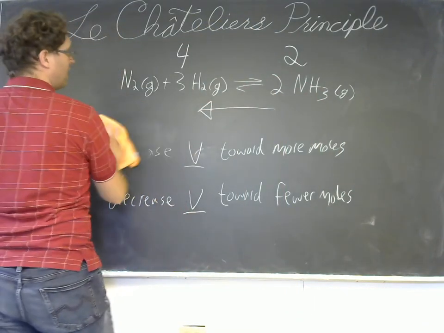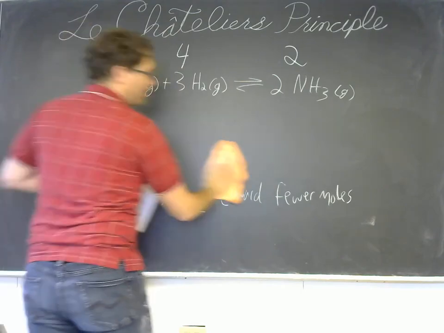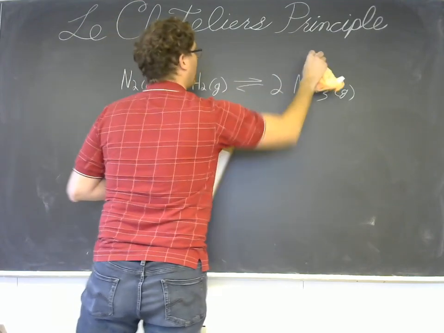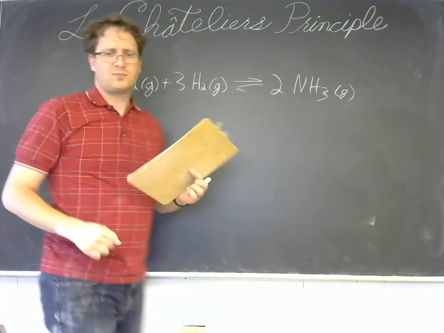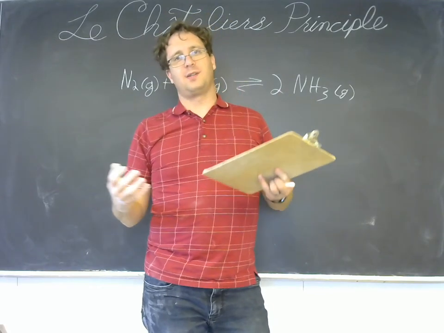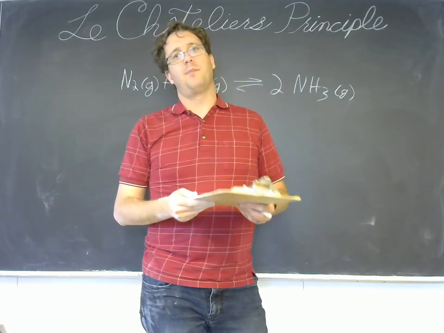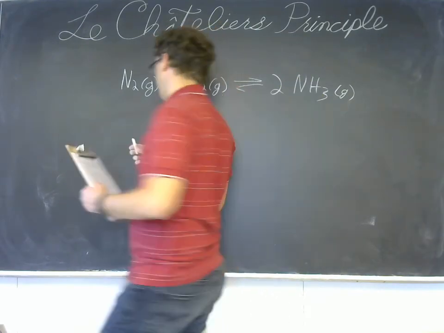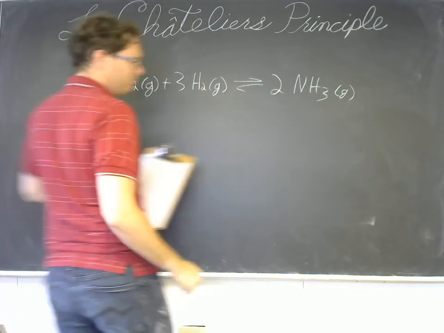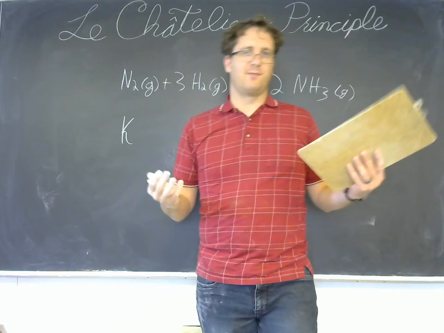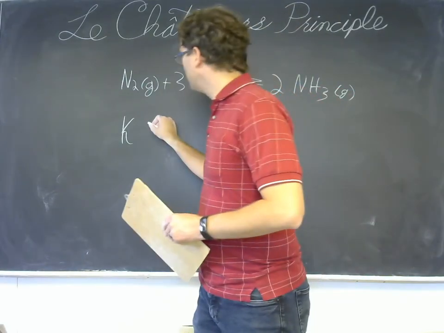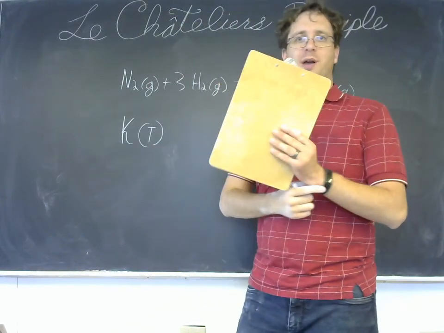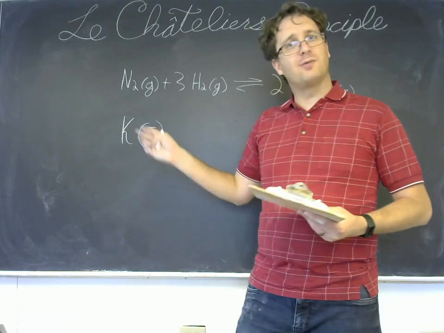Not just changes by adding and removing products or reactants, or by changing the volume, but what about temperature? So up until now, all of these systems have shifted to restore equilibrium by making everything equal to the equilibrium constant K. And before and after the change, K was the same value because it's a constant. But it's a little bit different for temperature. K is actually a function of temperature. So as the temperature changes, the value of K changes.